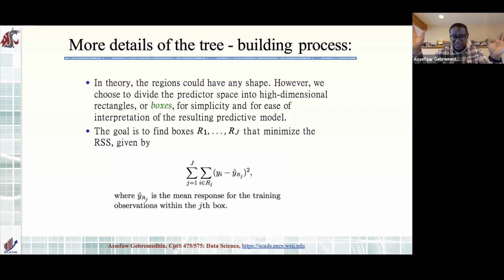And so we have a space to divide up. We have J boxes to create, and the condition we are trying to satisfy to find out how to divide up this thing is to minimize this. And so we have a minimization problem to solve. And this is a partitioning problem.